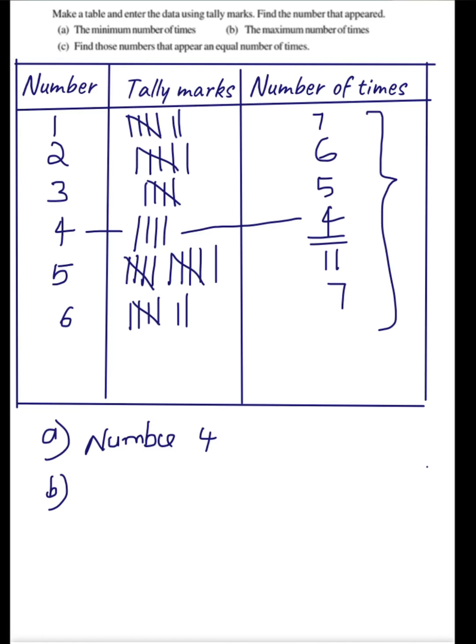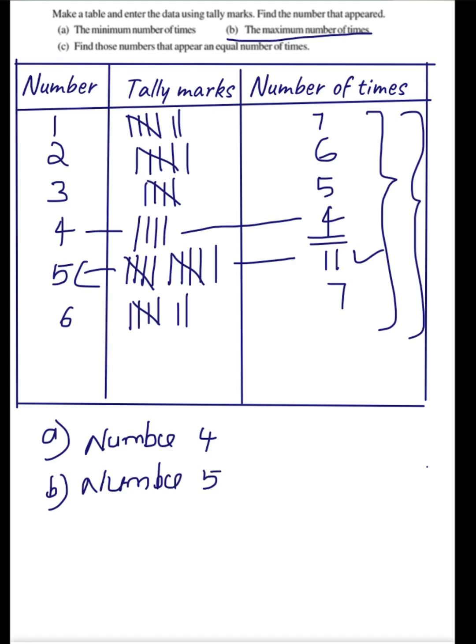Now the next one is find the number that appeared maximum number of times. That is B. So you have to see this and you have to mark the maximum number or the highest number, and you can see that the highest number among this is 11. So 11 corresponds to 5. So you can say that the number 5 has appeared maximum number of times. So that is the answer for B.